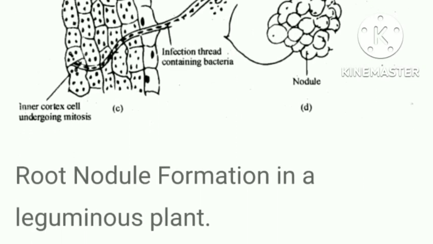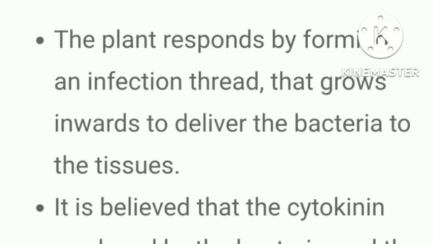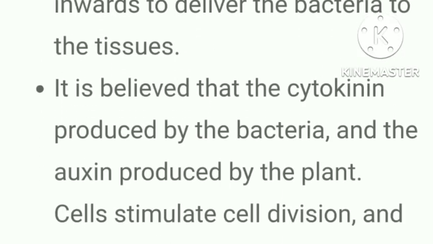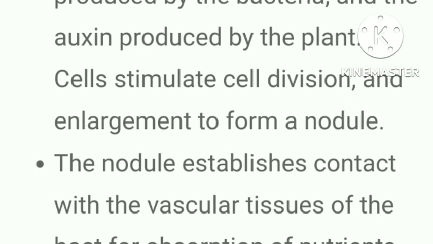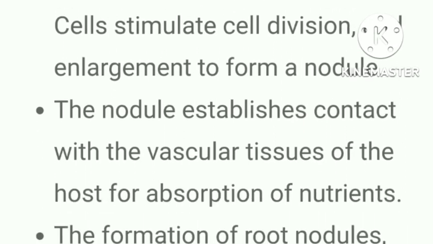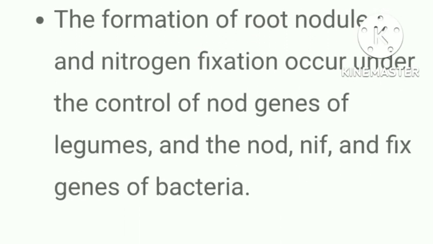The plant responds by forming an infection thread that grows inwards to deliver the bacteria to the tissues. It is believed that the cytokinin produced by the bacteria and the auxin produced by the plant cells stimulate cell division and enlargement to form a nodule. The nodule establishes contact with the vascular tissues of the host for absorption of nutrients. The formation of root nodules and nitrogen fixation occur under the control of Nod genes of legumes and the Nod, Nif and Fix genes of bacteria.